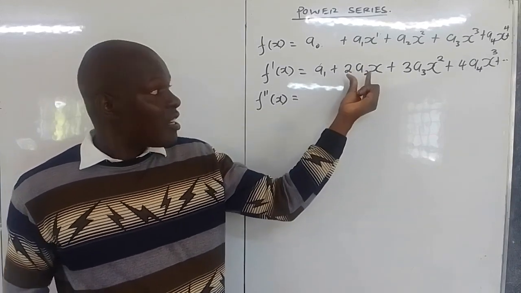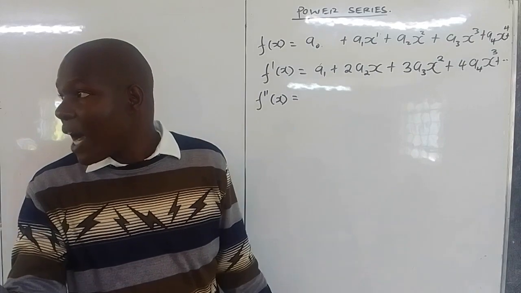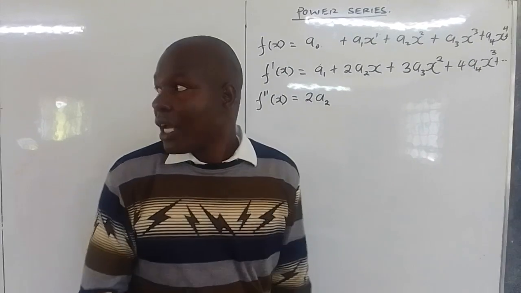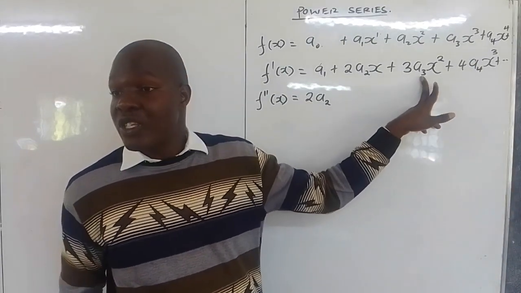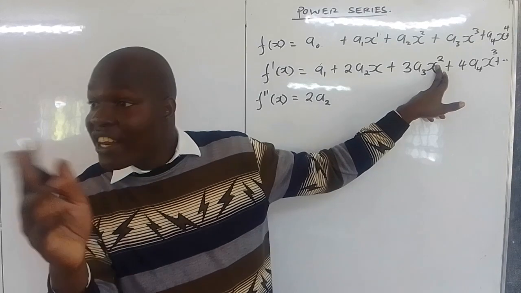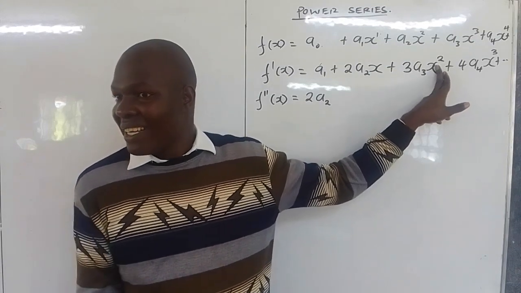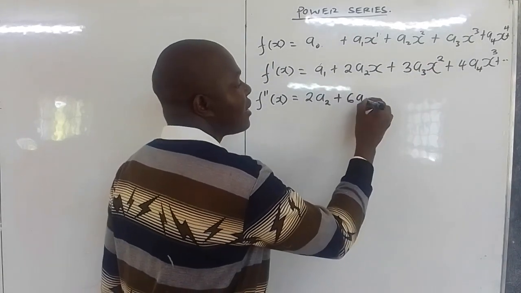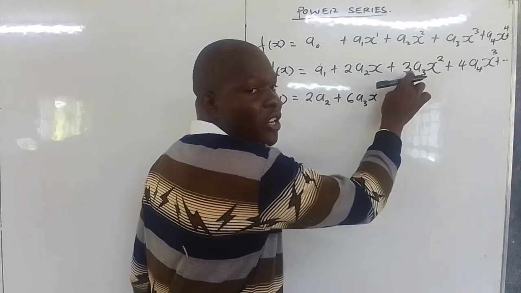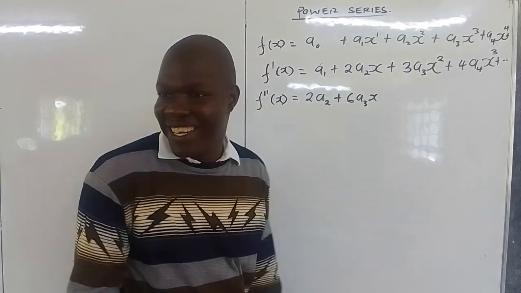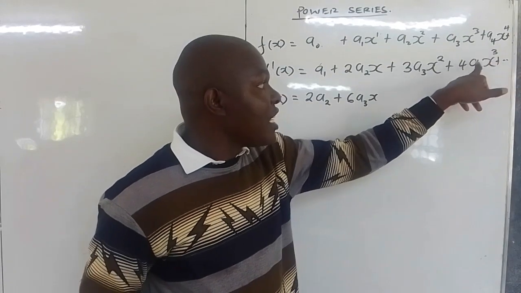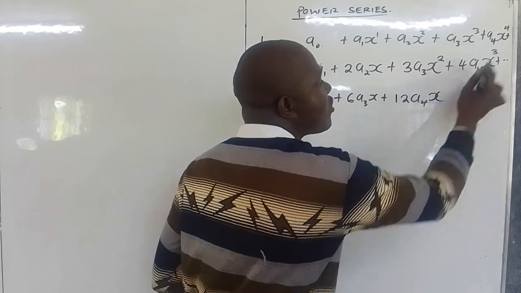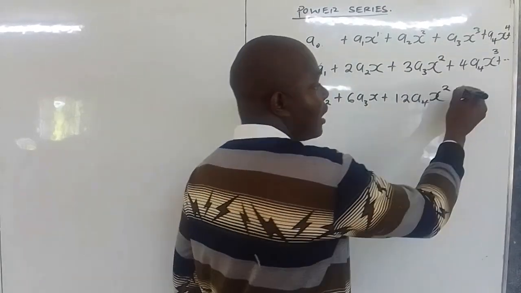And if you differentiate this one, 2a2 is a constant. If you differentiate x, you get 1. So you remain with 2a2, isn't it? Then here, 3a3 is a constant, isn't it? If you differentiate x squared, you get 2x. Are we together? Isn't it? So 2x times 3a3, you get 6a3x. It is just like saying 2 times 3a3, you get 6a3, then you reduce the power by 1, isn't it? Then you move to the next one, 3 times 4a4, 12a4. Then you reduce the power of x by 1, you get x like that.